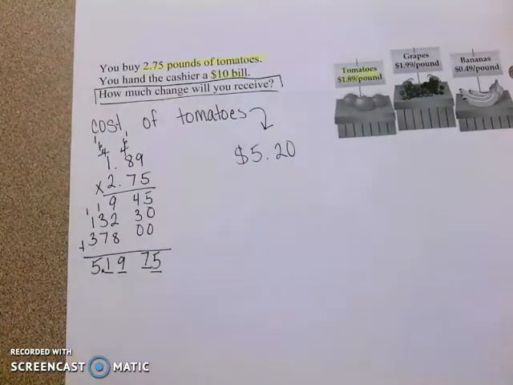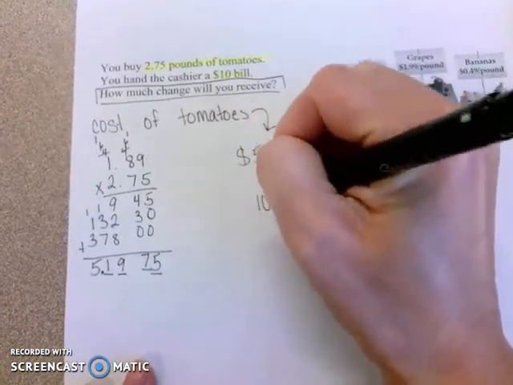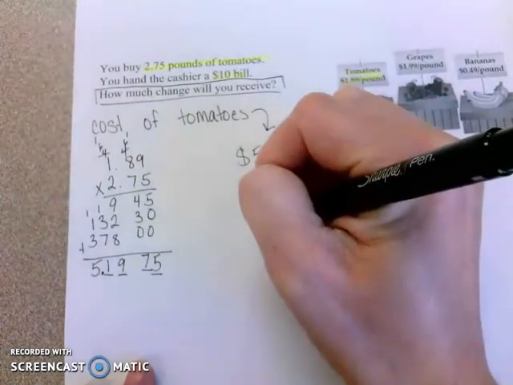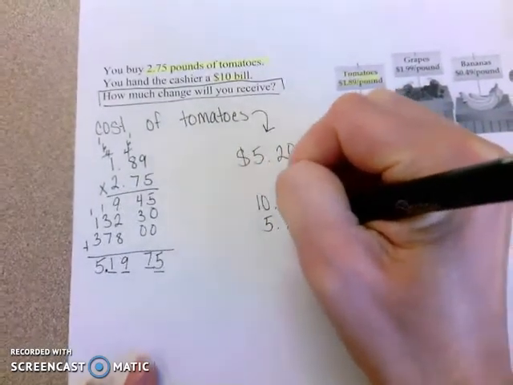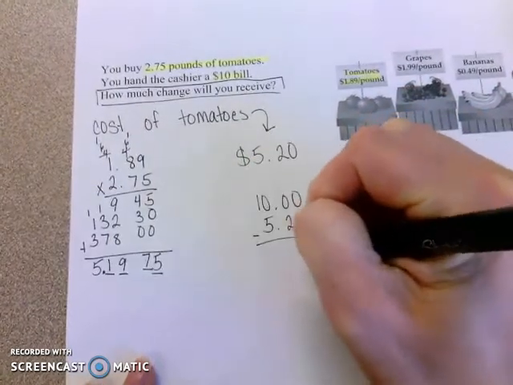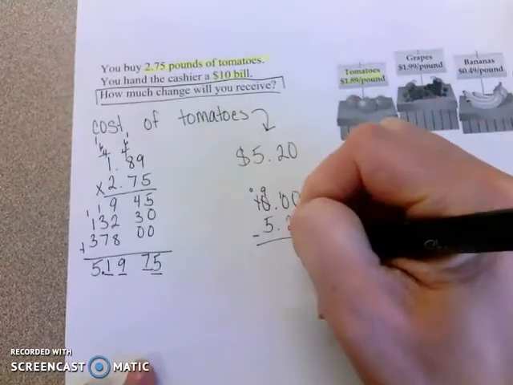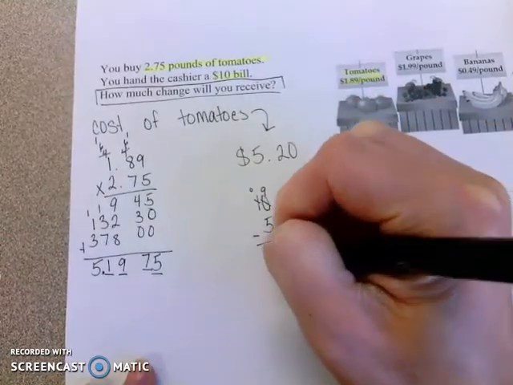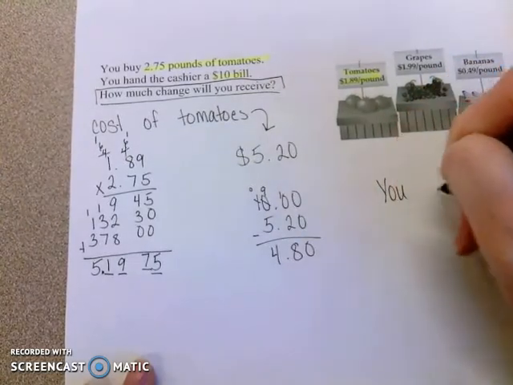The question, though, is asking us how much change will you receive? We paid with a $10 bill, so take your $10 and then subtract your $5.20. 0 minus 0, I'm going to carry here. 10 minus 2, 9 minus 5. So this means you will receive $4.80.